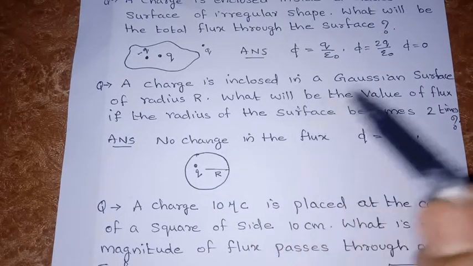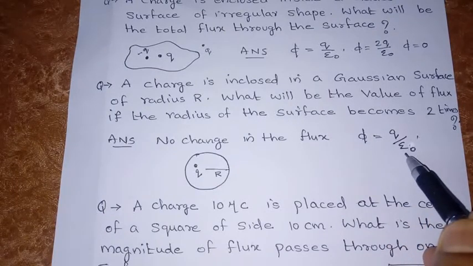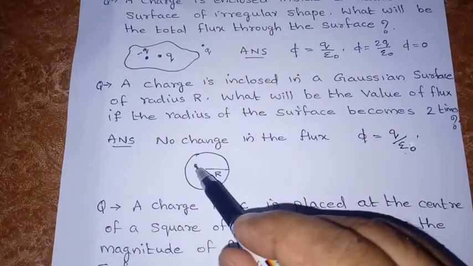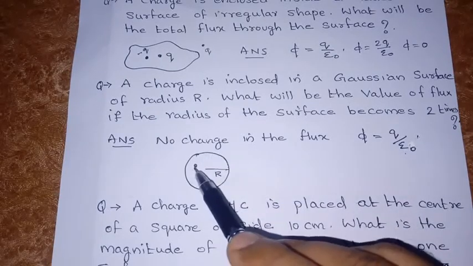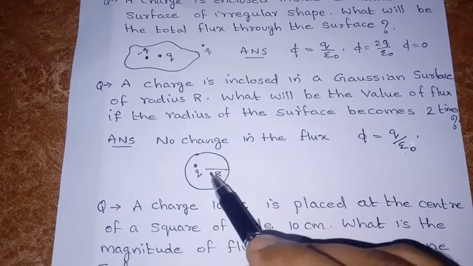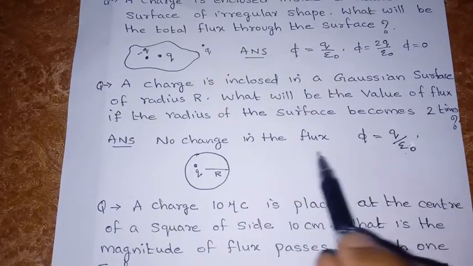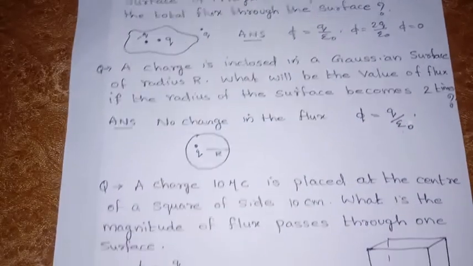The flux phi, according to Gauss's theorem, is equal to Q by epsilon 0 only. The flux does not depend upon the size and shape of the Gaussian sphere or any Gaussian surface. It depends only on the magnitude of the charge inside. Therefore, as far as the magnitude of the charge inside remains same, no matter whether the radius becomes double, the flux remains same. There is no change in the flux. So that is question number 2.